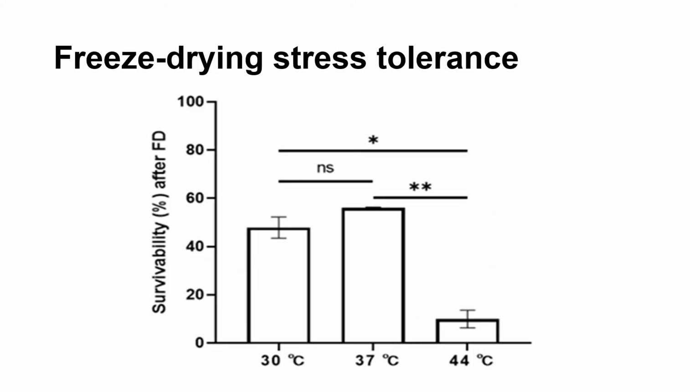The impact of freeze-drying stress on bacterial cells was studied on the cultivations that displayed variation in cell distribution and at the same time had good growth. Freeze-drying survivability was higher for the cells cultivated at 37 degrees centigrade and 30 degrees centigrade than for the cells grown at 44 degrees centigrade.